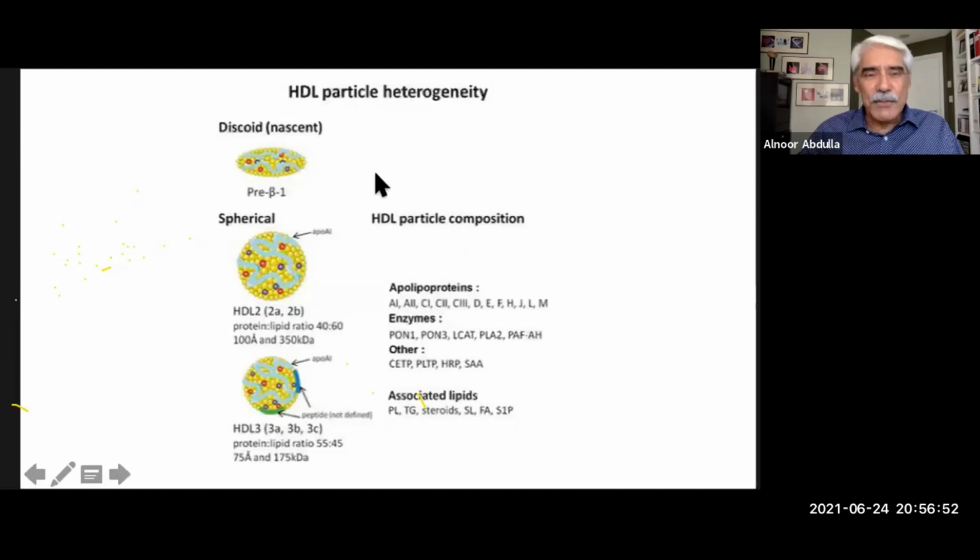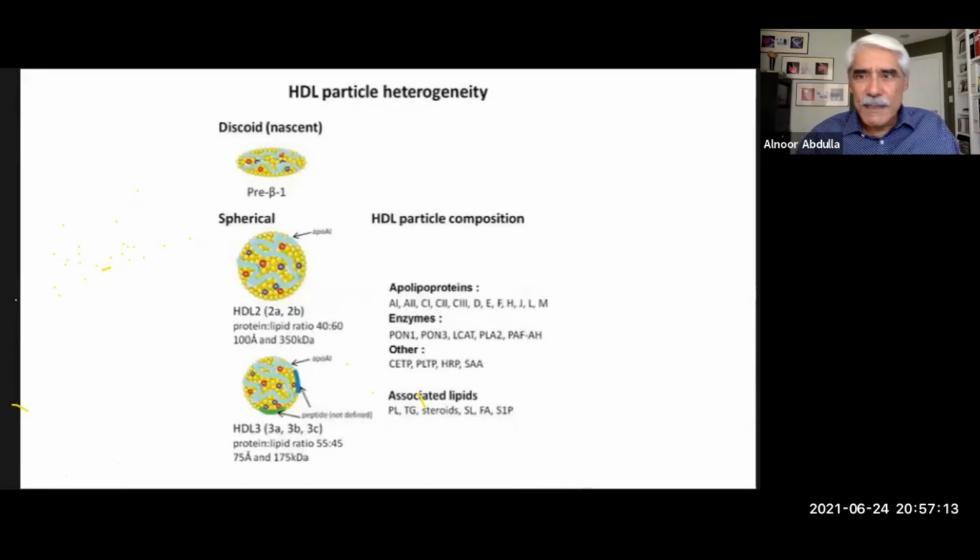All right, so here's the HDL particle. It's markedly heterogeneous and it's got all kinds of apoproteins attached to it. The only important thing is it doesn't have ApoB. And because it's not ever attached to ApoB, it cannot enter the subendothelial space and therefore does not cause harm.